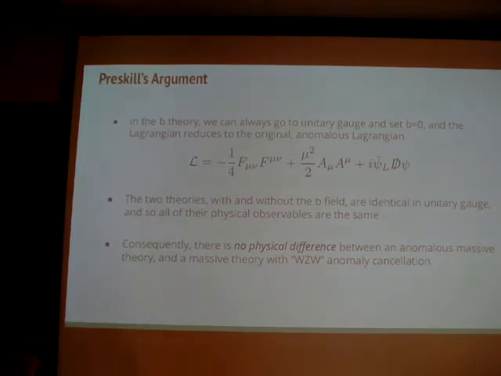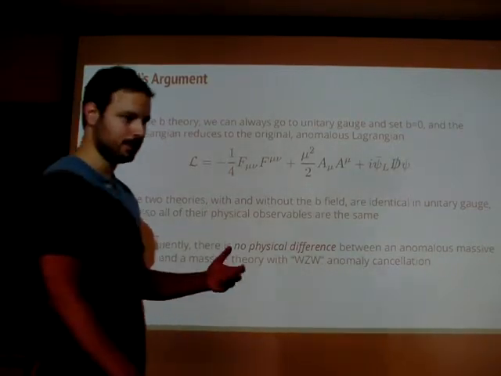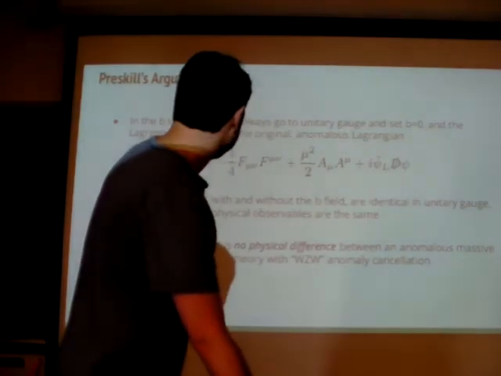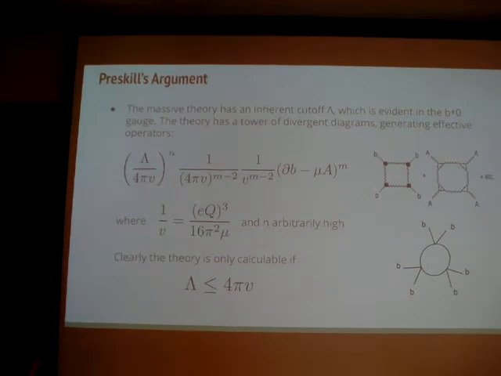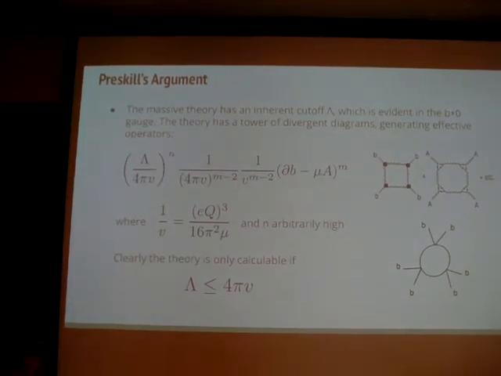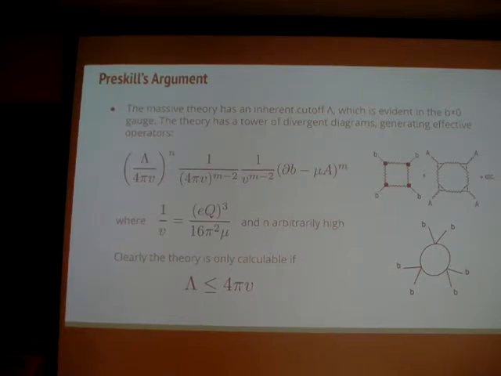Okay, so the theory with the B and the theory without the B are completely gauge equivalent. One looks anomalous and the other looks anomaly-free. So the conclusion that we draw is that there's no physical difference between an anomaly-canceled theory and a non-anomaly-canceled theory as long as your theory is massive and there's no such degree of freedom. Moreover, Preskill gives us, specifically in the abelian case, a prescription for where the cutoff of my EFT is, where I should start seeing the Higgs and heavy fermion.